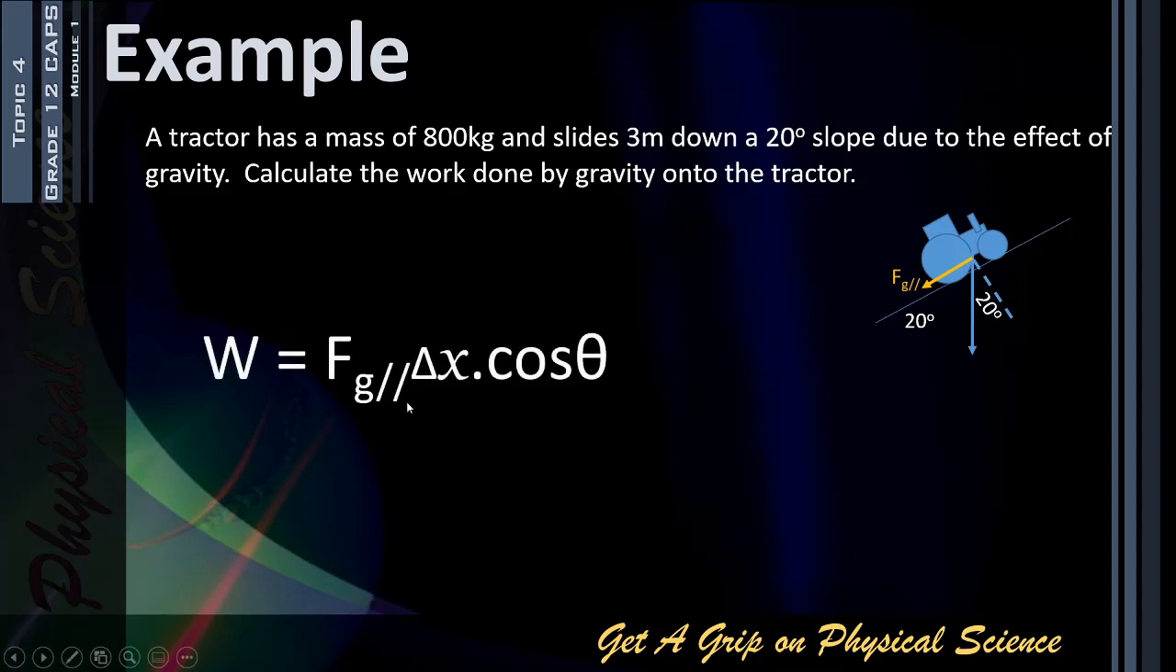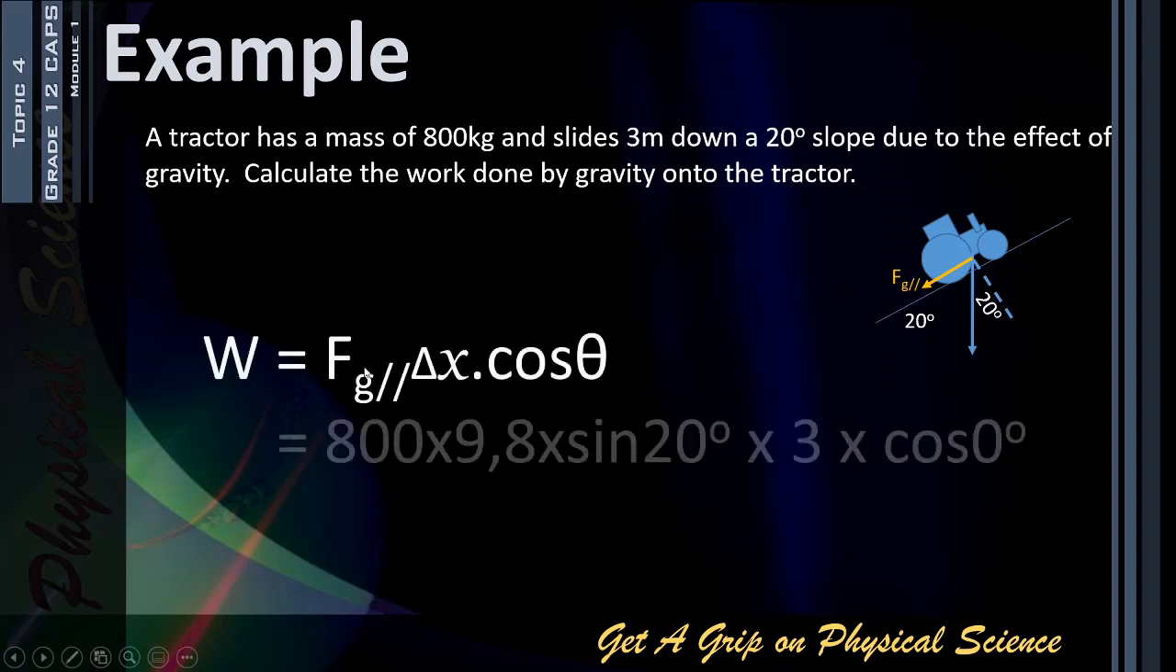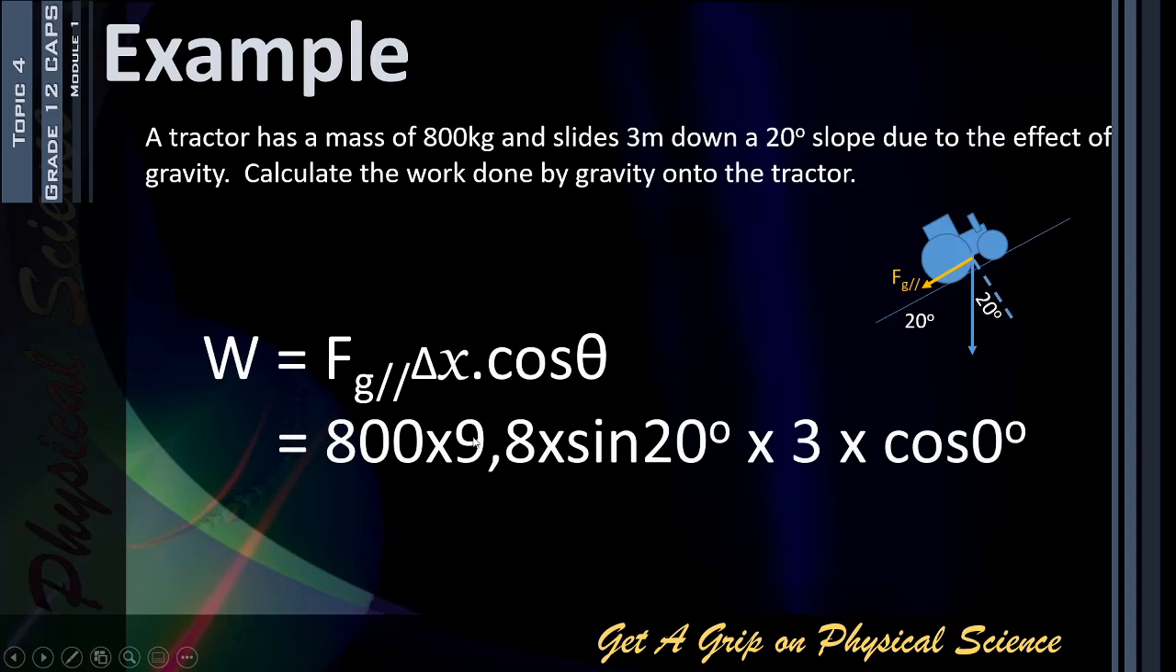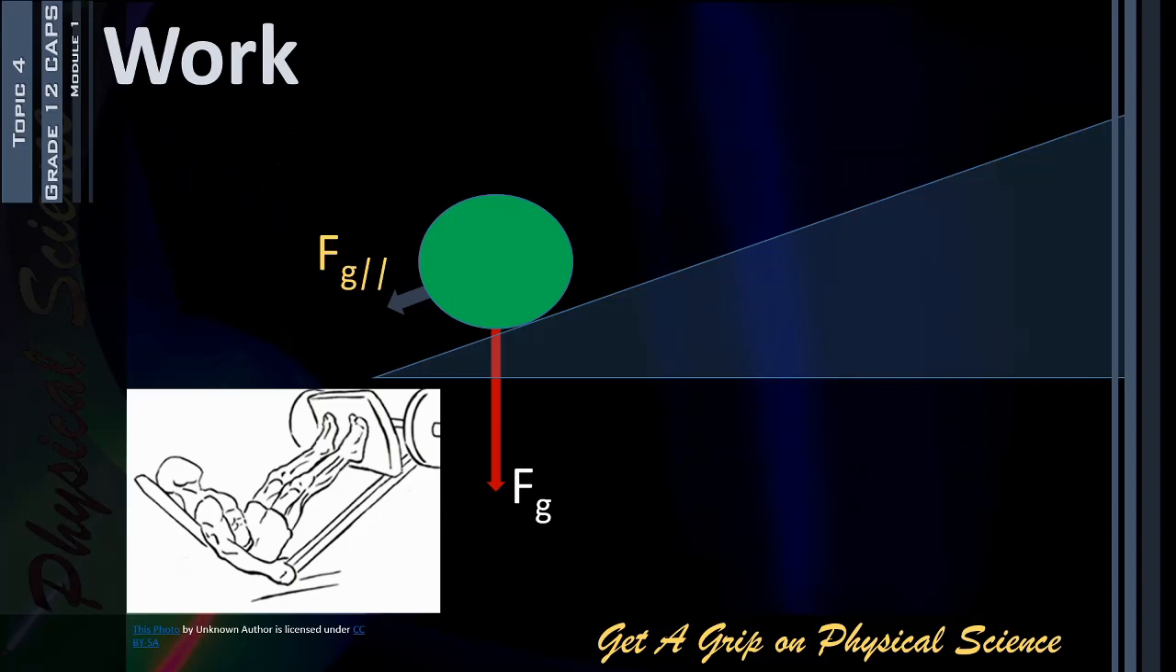So in the formula, the parallel component of the weight is the weight of 800 times 9.8 times the sin of 20 degrees to get the parallel component, times 3 to get the displacement, times the cos of 0 degrees, because we know that the displacement and the parallel component of the weight are both in the same direction. And that will give us work done of 8,044.31 joule.